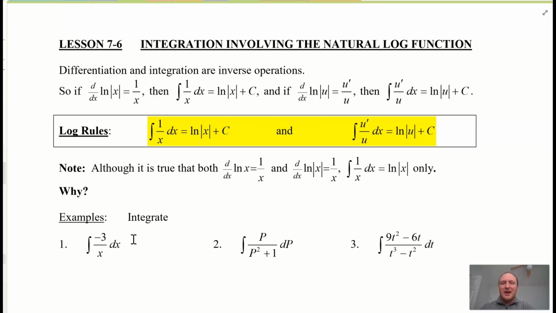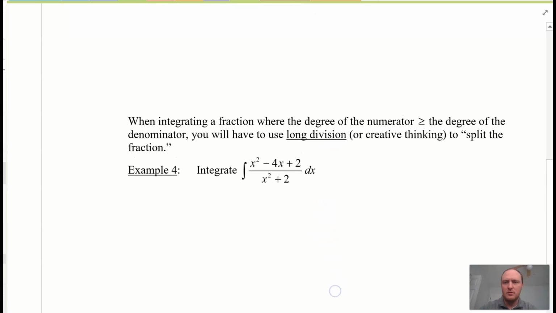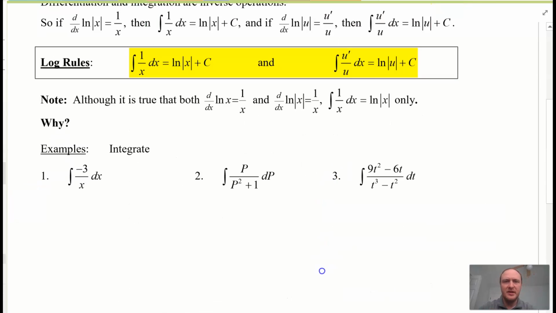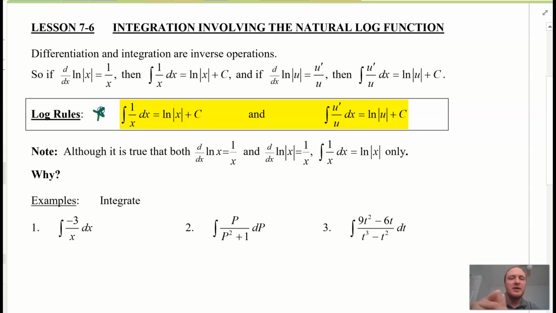So maybe you're asking yourself, here's our log rules, where in here is our natural log of x? Like, what's the integral of the natural log of x? We'll talk about that in the second video, okay? So I just want you to focus on here. We're taking that idea, the derivative of a natural log of x is 1 over x. So we're going to be integrating 1 over x in this video, okay?